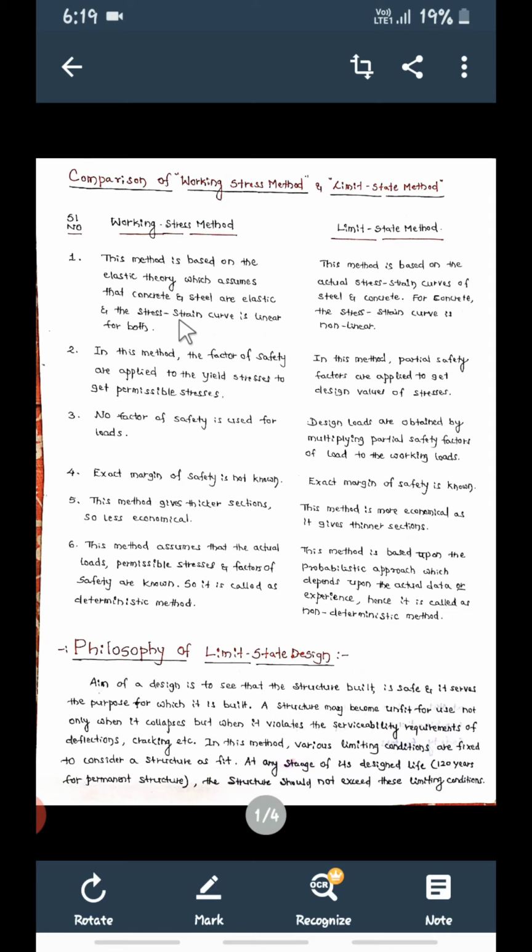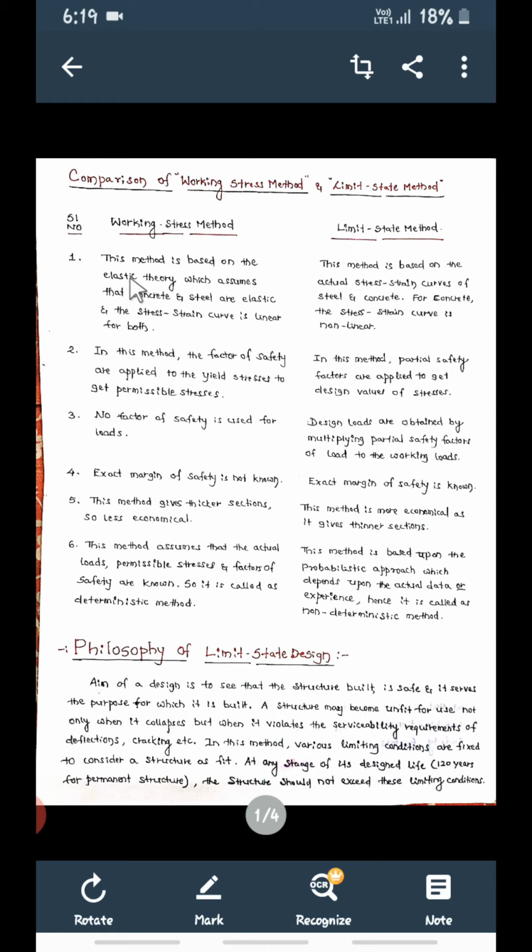In the previous session, we studied the different methods, that is, the working stress method, the ultimate load method, and finally the limit state method. Now we're going to see what is the difference between the working stress method and the limit state method. These are the points we're going to see.